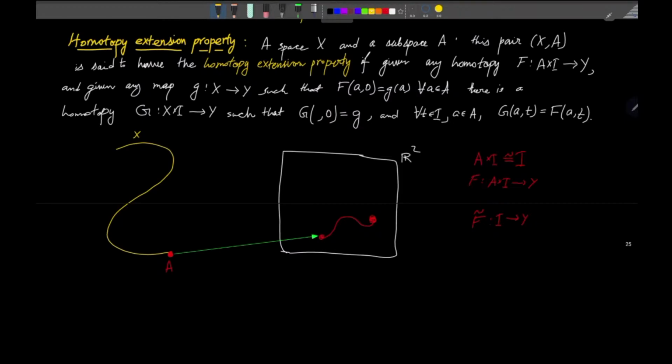And given any map, so given a map X to Y, which is, let's say, this map. I'm not naming the maps, that is problematic, but this is the homotopy. What just happened?